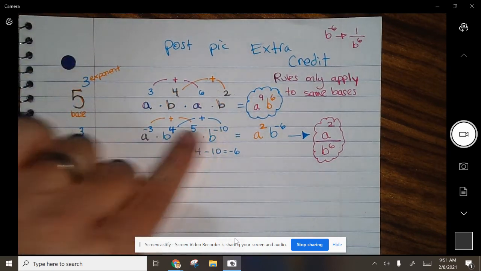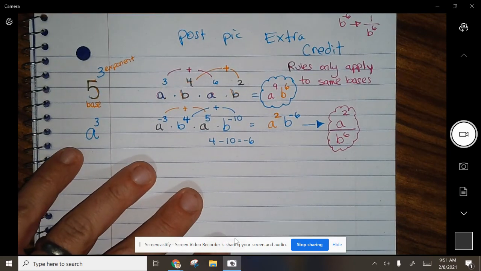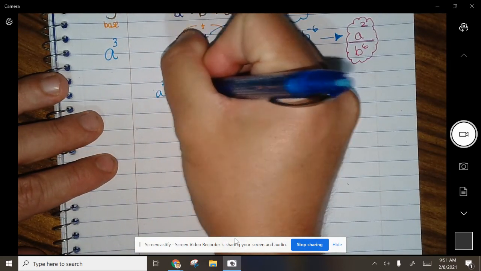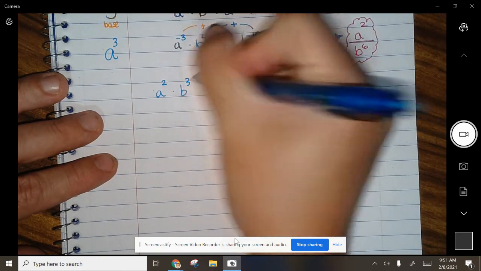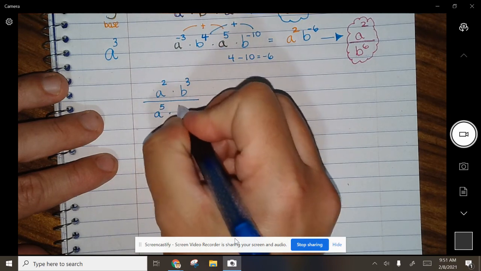Well, obviously, we're doing multiplication here, and we're adding. What do you think the other part's going to be? Division. So look at this. We're going to have A squared times B to the 3rd over A to the 5th times B.